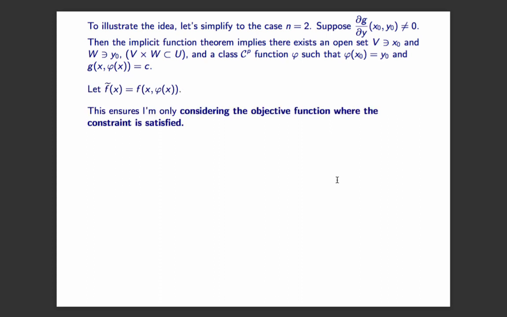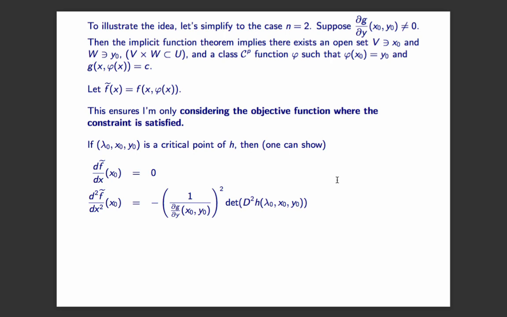So let f tilde of x be a function just of x. So it equals f of x, phi of x. Right, so phi of x is my y value. I'm writing it as a function of x. And again, phi is implicitly defined by the constraint. In other words, this ensures that I'm considering the objective function where the constraint is satisfied.